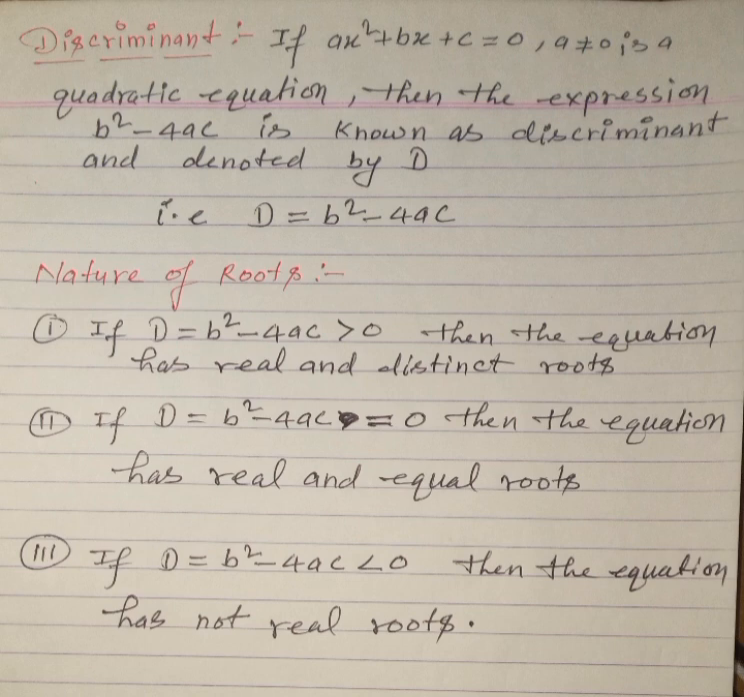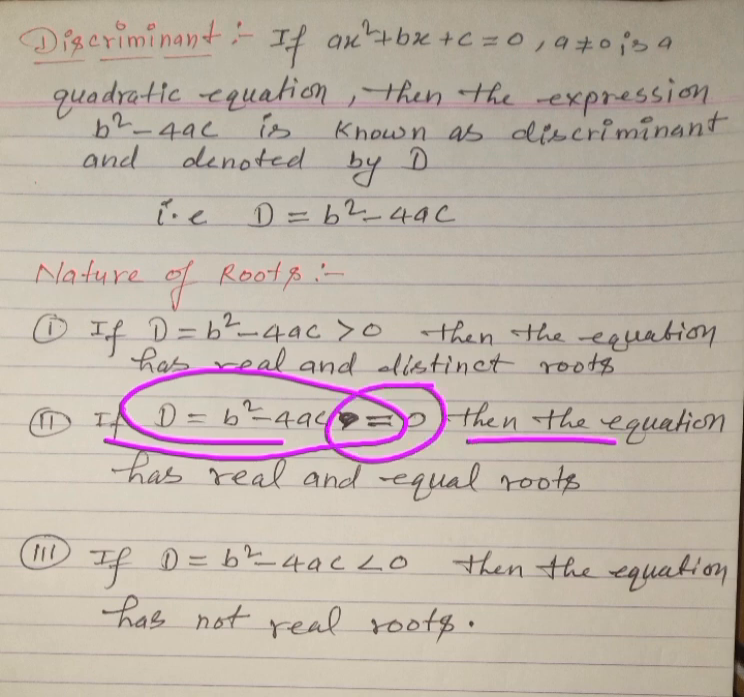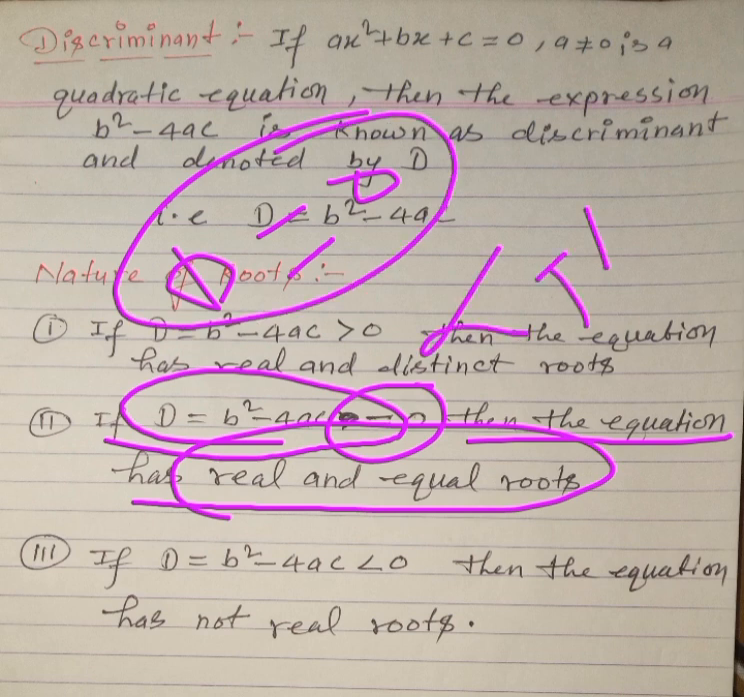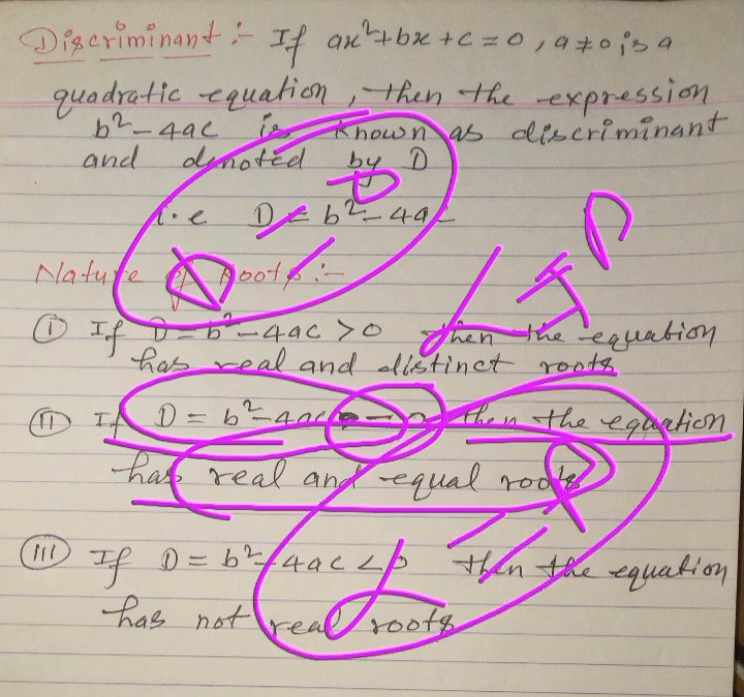Okay students, if D = b² - 4ac, that means my discriminant equals 0, b² - 4ac = 0, then the equation has real and equal roots. This means that if D = 0, then alpha and beta will be real and equal. Both roots are equal. Okay students, real and equal.